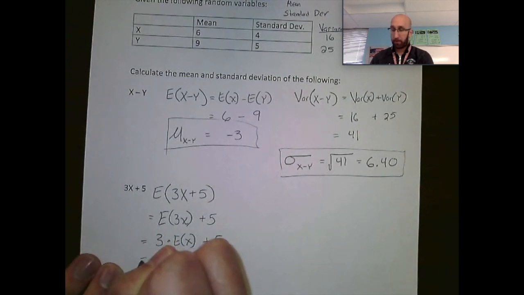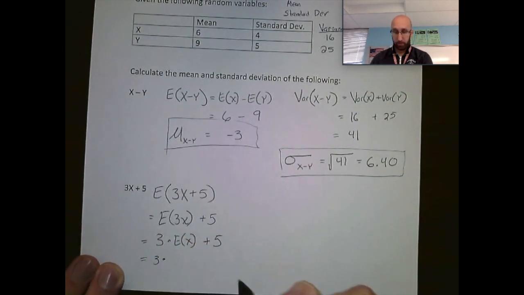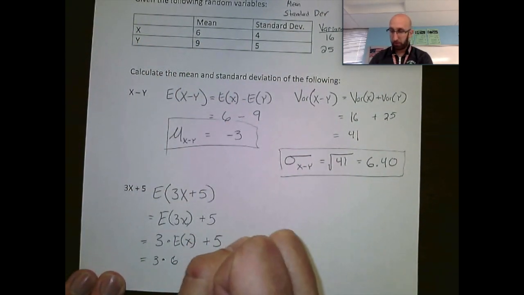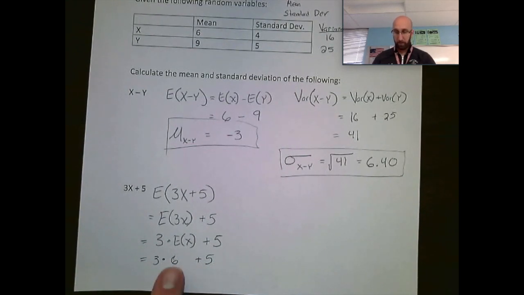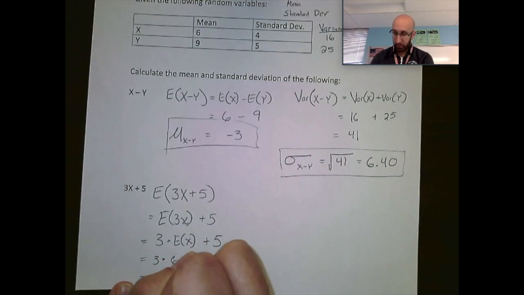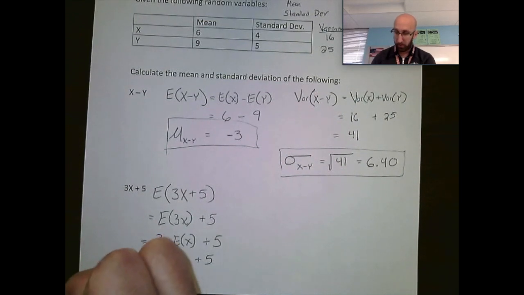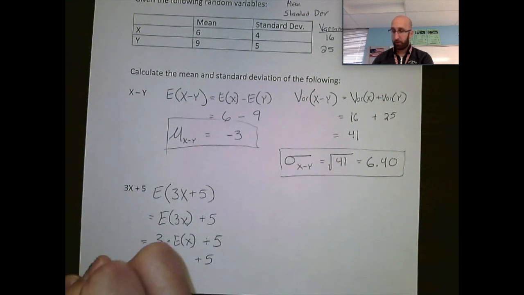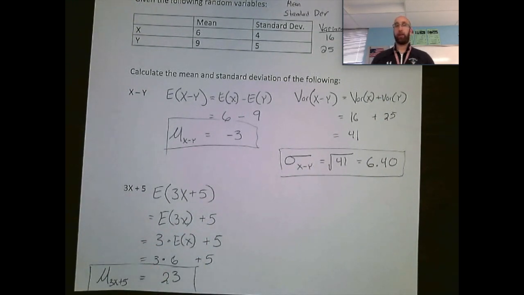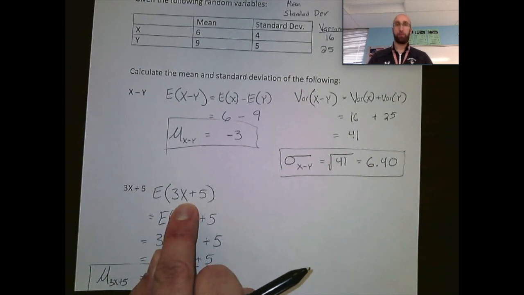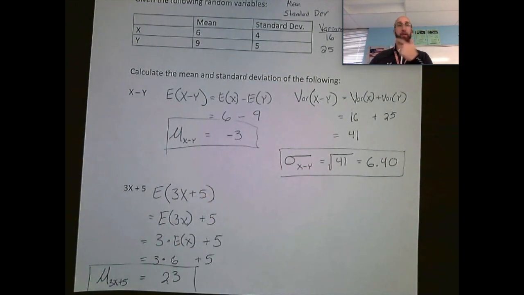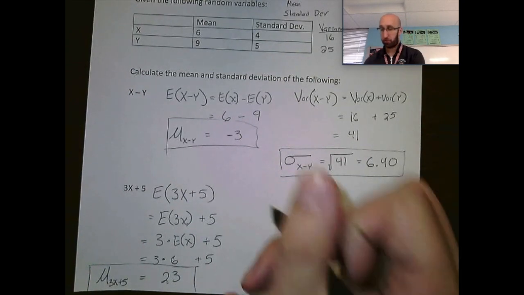Okay, so plug in my information up above. Yes, we have 3. My expected value, my mean of x was 6. And then we're doing plus 5. So we're doing 3 times 6 plus 5. That's 18 plus 5, which is 23. So my new mean, or the mean of 3x plus 5, is 23. Instead of taking my original probability model of x and taking every single piece in that table and multiplying by 3, then adding 5, this is a shortcut that goes much, much quicker.